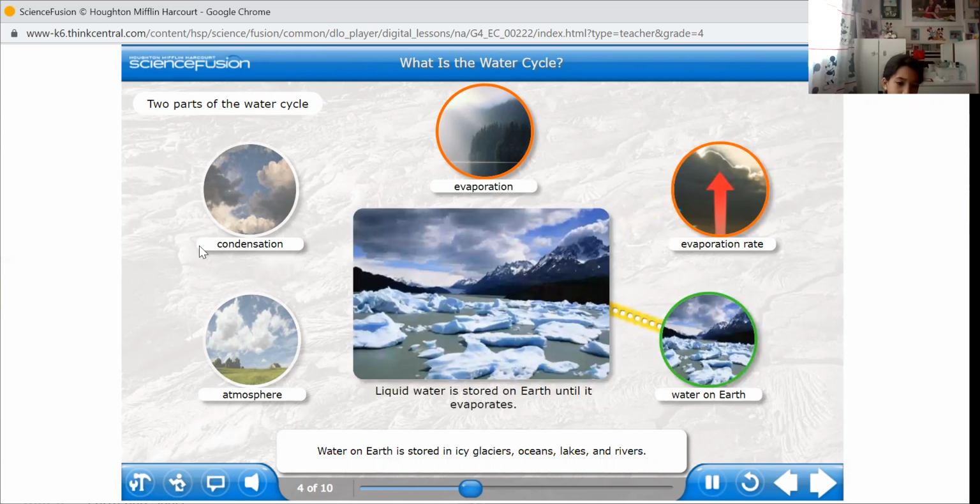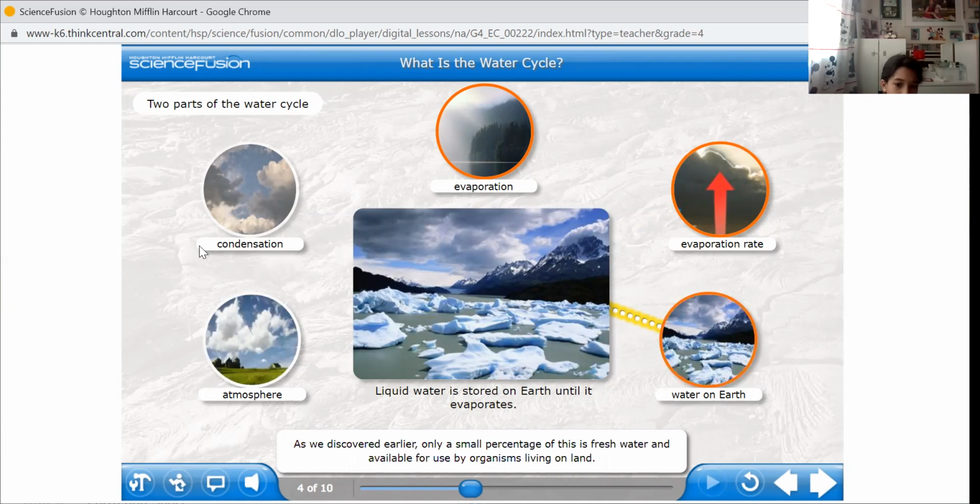Water on Earth is stored in icy glaciers, oceans, lakes, and rivers. As we discovered earlier, only a small percentage of this is fresh water and available for use by organisms living on land. Now I want you to tell me about this picture. What do you see in this picture?